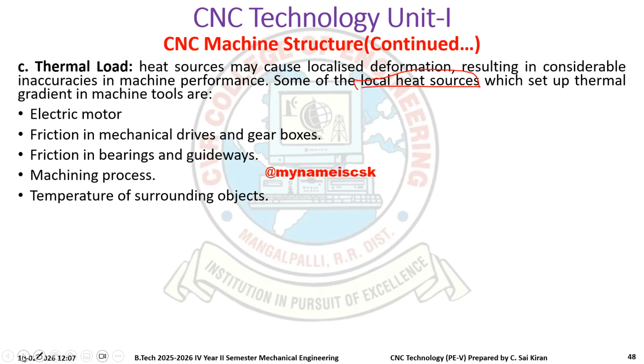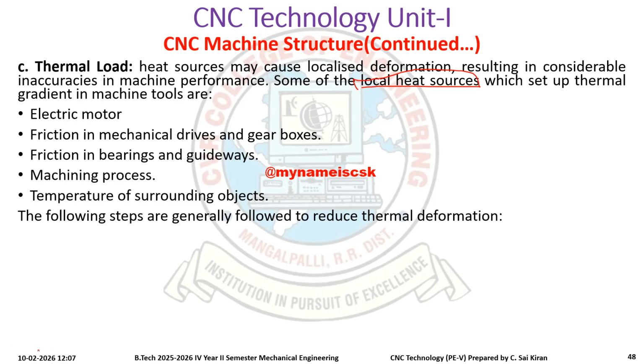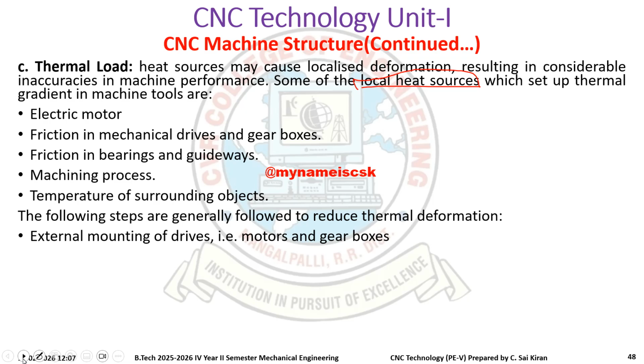And the temperature of surrounding objects. Suppose the surrounding objects are heated. Suppose we place the CNC machine beside a casting or any furnace. Then outside temperatures will also affect the heat. Next, we have to take some steps in order to reduce the heat. The first one is external mounting of drives, motors or gearbox. These motors or gearbox shouldn't be inside or near the table. You have to mount the drives outside.